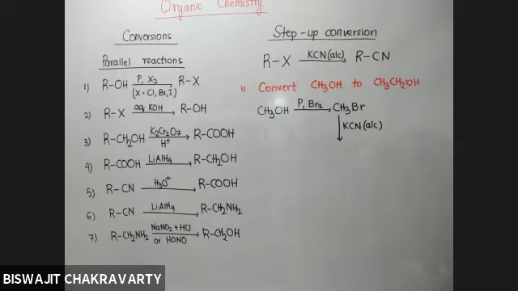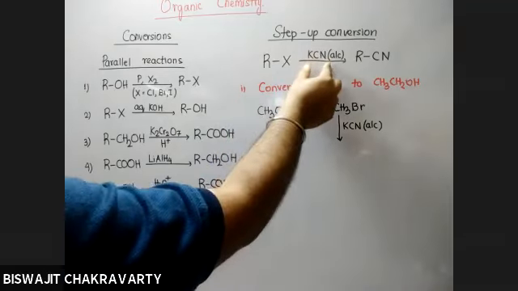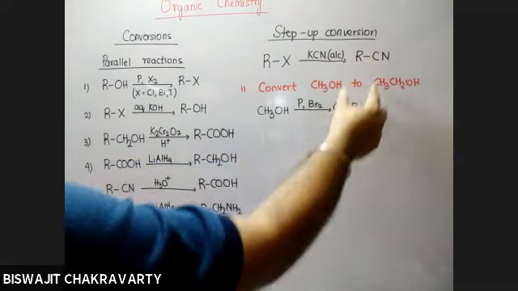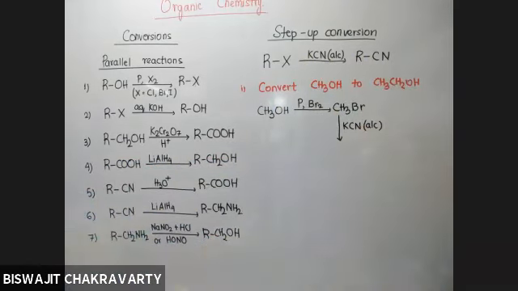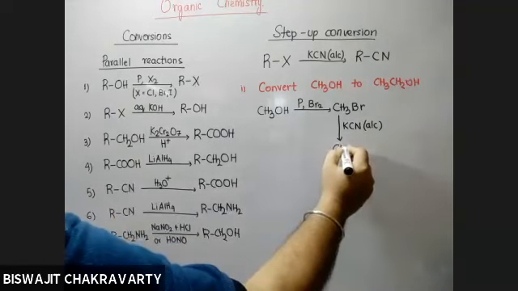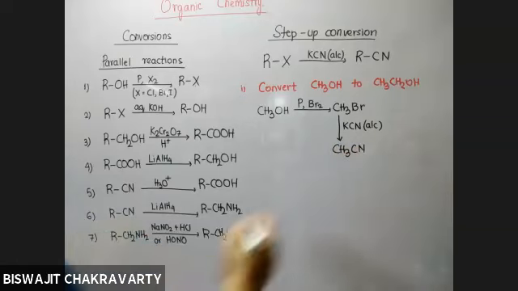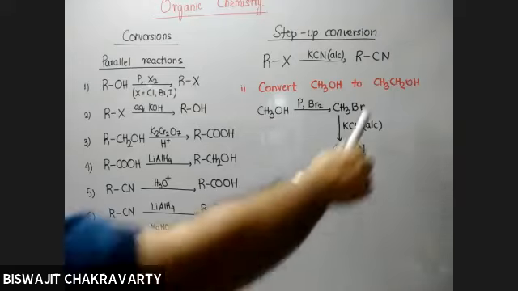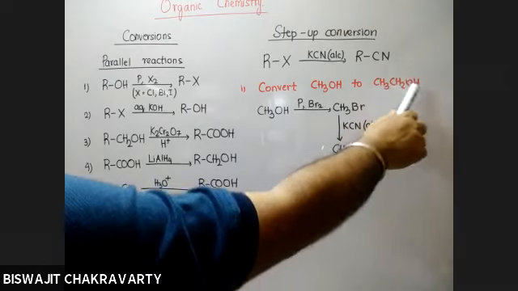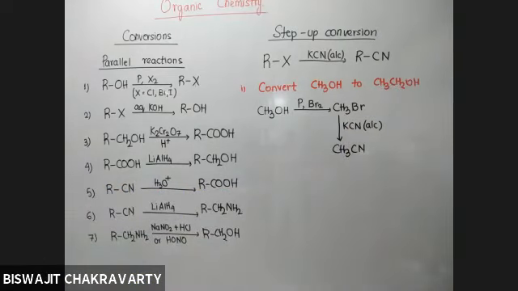What will be the product? If this upon reaction with KCN gives this, then this upon reaction with KCN will give what? CH3CN. How many carbon atoms are there now? Two. And we require 2 only in the final compound, isn't it? So the number of carbon atoms that were required has been established.